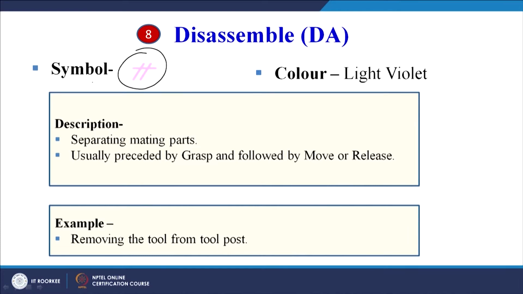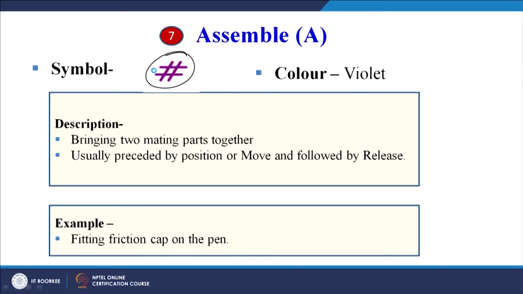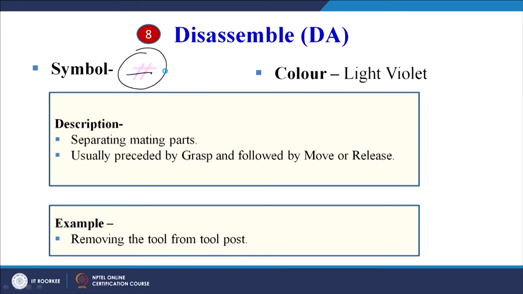Disassemble, the symbol is shown here. If I need to convert it to assemble, I need to put a line here. If you go to the previous slide, you can compare the two symbols. Assemble has the line, and the next symbol, disassemble, is without this line. This is the symbol for disassemble.